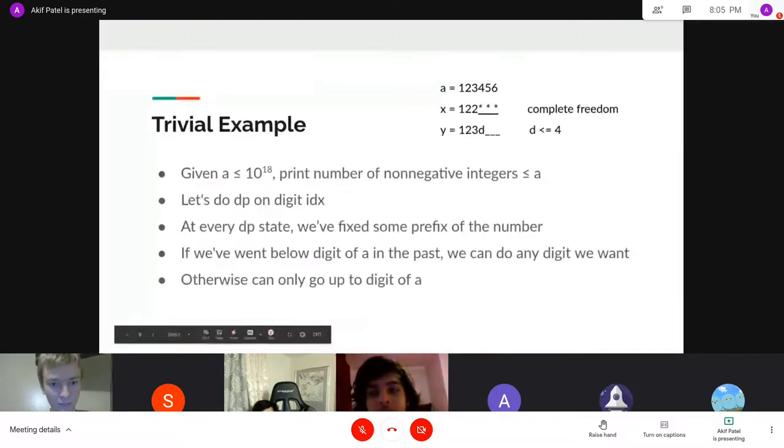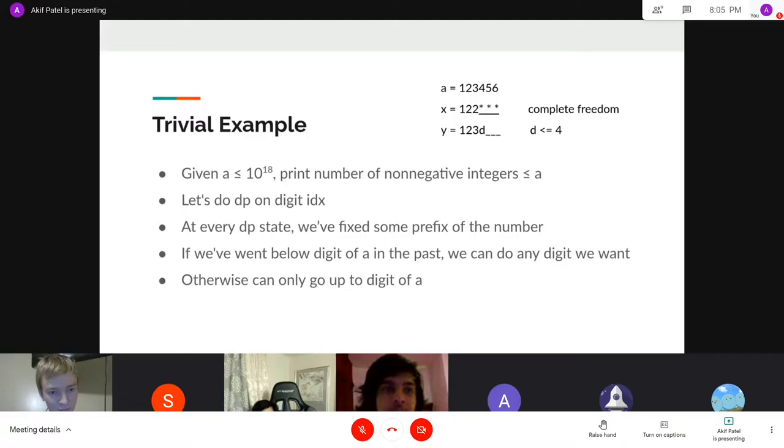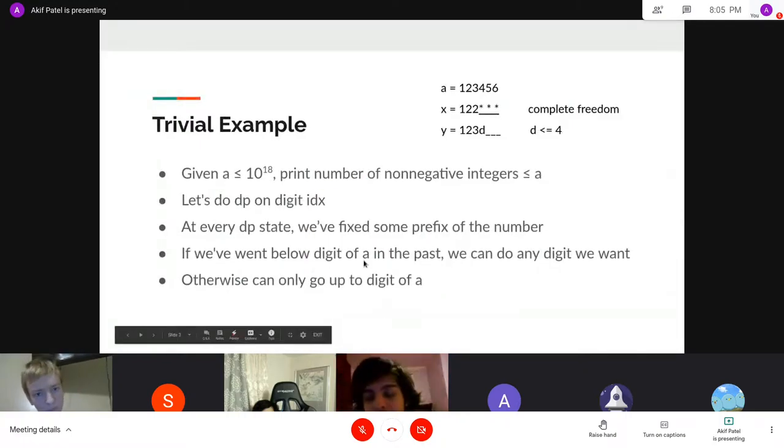To start off, we're going to look at a very trivial example, okay? And that's, given this number A, given our range, we just want to print the number of non-negative integers less than or equal to A. So obviously there is an easy solution to this, which is the answer is just A, right? Just return A. However, we don't want to do that because we want to explore the idea of DigiDP. So I'm sort of cutting away all the extra stuff and showing how DigiDP actually works for this very, very simple case. Okay? So as the name may indicate, we're going to do DP on these digits, right?